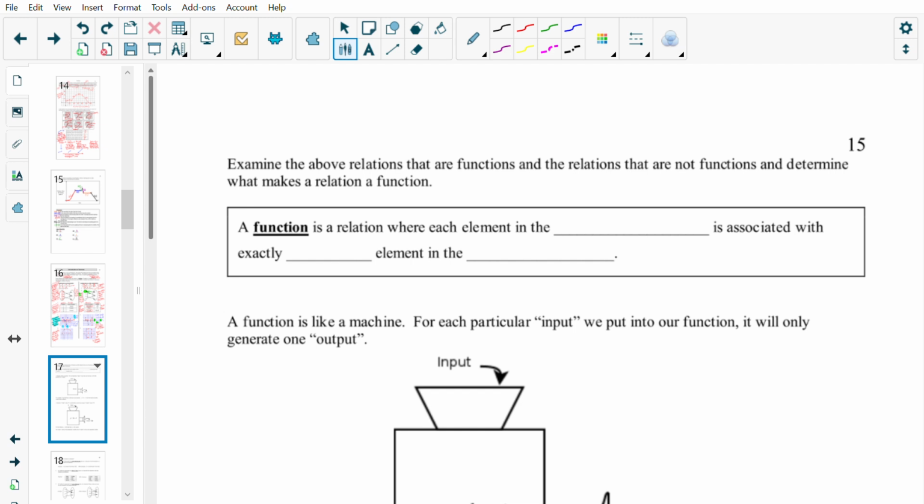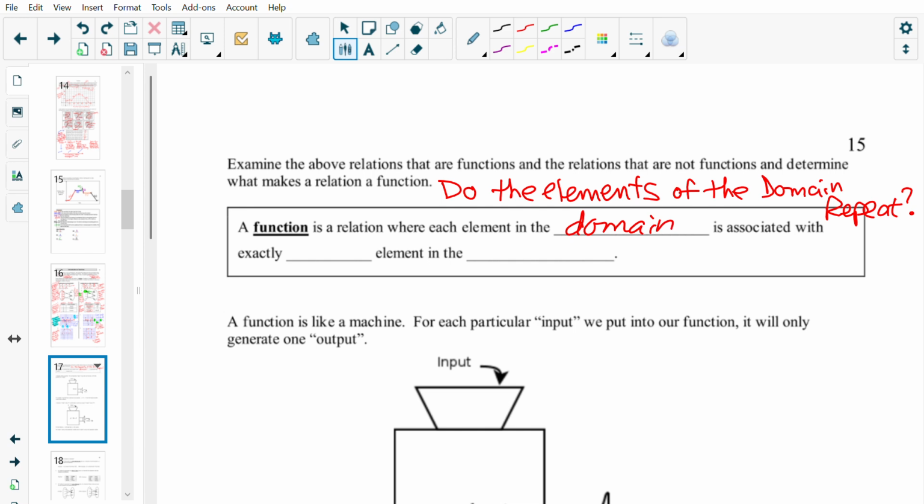Examine the above relations that are functions and the relations that are not functions and determine what makes a relation a function. So the question I would ask is, do the elements of the domain, this is the key question, do they repeat? A function is a relation where each element in the domain is associated with exactly one element in the range.